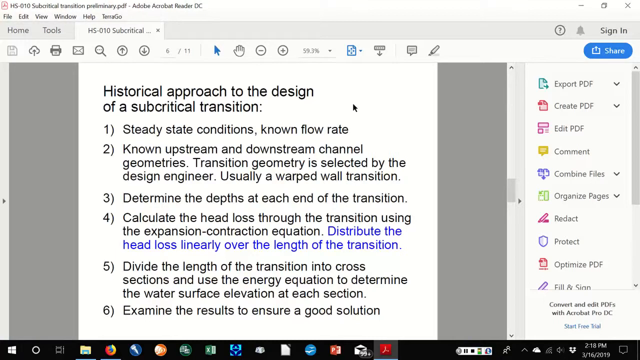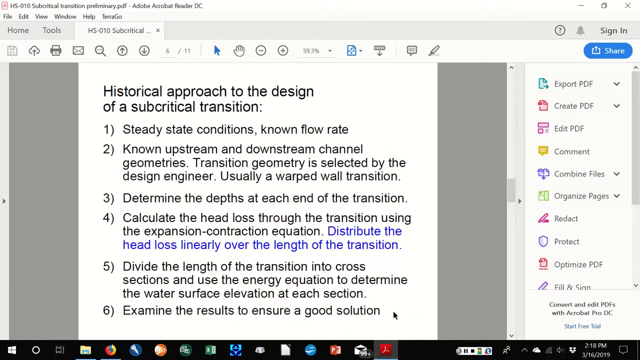Now, what goes on here is that you distribute the energy loss linearly over the length of the transition. So the energy loss will be uniformly consumed along the transition. What this means is that you'll actually be solving for the bottom elevation of the transition. Then you divide the length of the transition into cross sections and use the energy equation to determine the water surface elevation at each section.